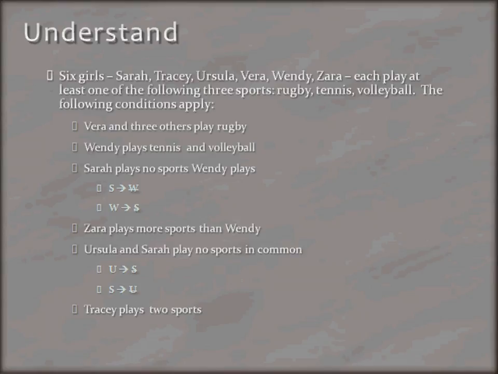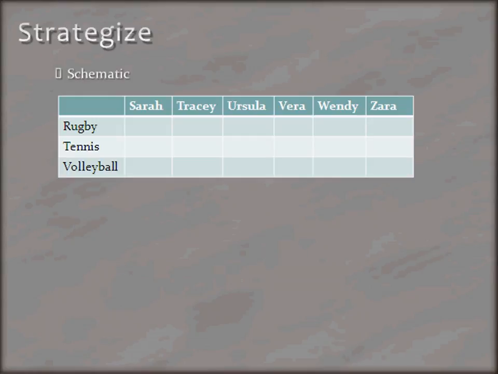Now, we've simplified this a little bit by translating into formal logic, but there's a lot more work to do in order to fully understand which sports each of the girls plays. When we're using logical reasoning, it's often helpful to try to organize our thoughts. In order to do so, we can create what's called a schematic, shown here.